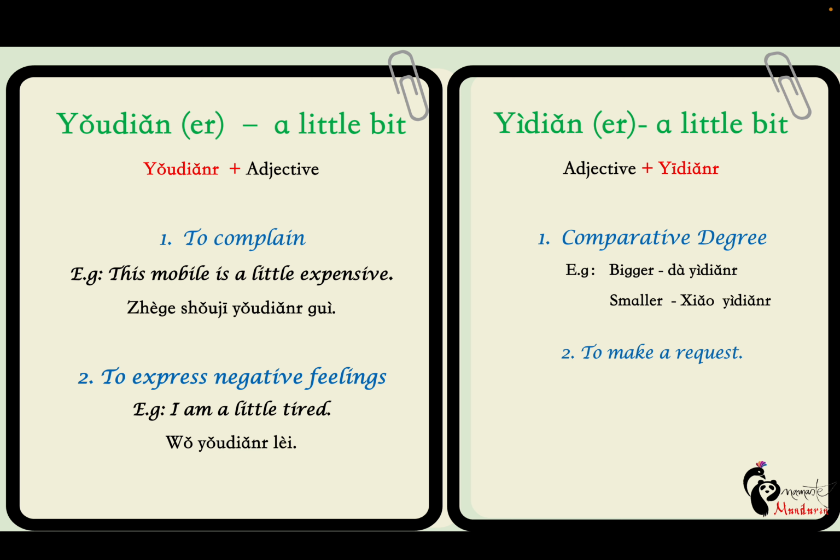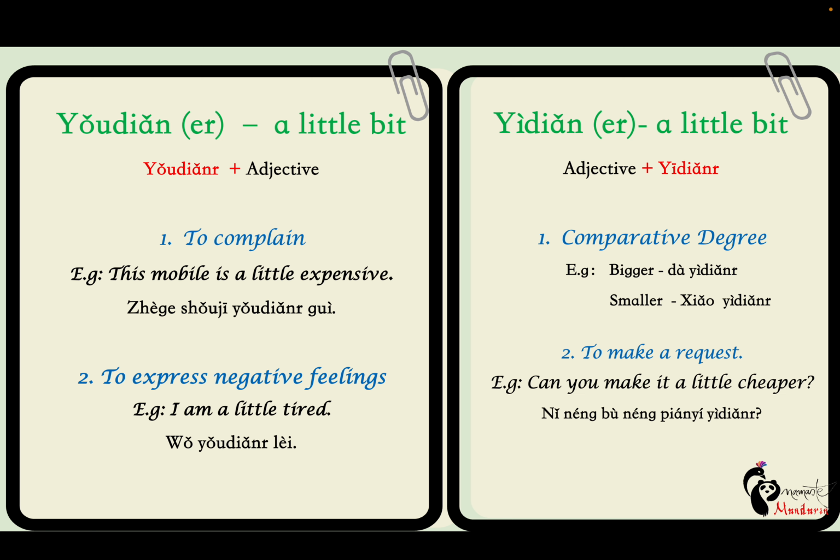And the second one is to make a request. When you are making a request, hoping for something, then also we use adjective plus Yìdiǎner. So let's understand this with an example. Can you make it a little cheaper? Here I'm making a request, right? So when I'm making a request, I'll put this Yìdiǎner after the adjective, right?